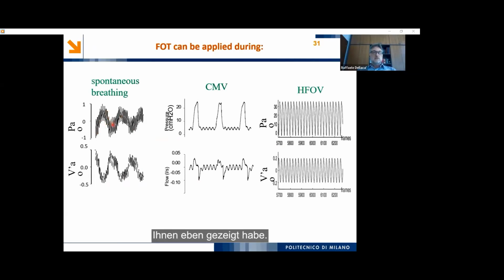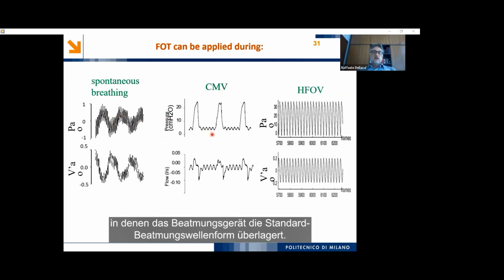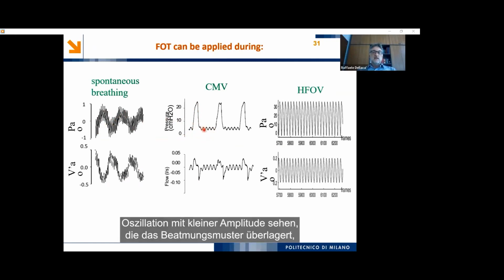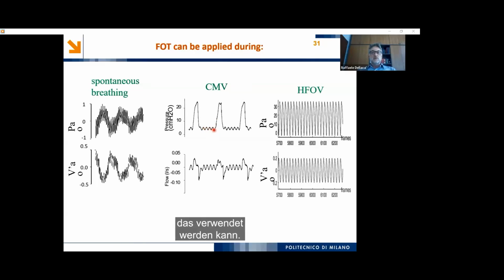The advantage of this technology is that it can be applied to spontaneous breathing, as in the signal we showed you before, but it can be applied also during conventional mechanical ventilation, as you can see in these tracings in which the ventilator was superimposing the oscillations on the standard ventilation waveform. You can see the inspiratory pressure and then the expiratory phase. You can see that there is this high frequency, small amplitude oscillation that is superimposed on the ventilation pattern. This data can be used for estimating the impedance.